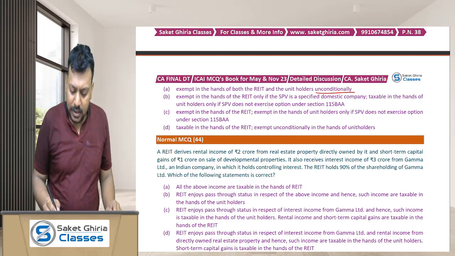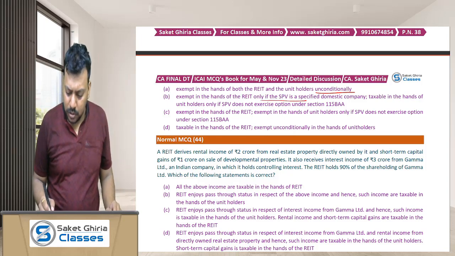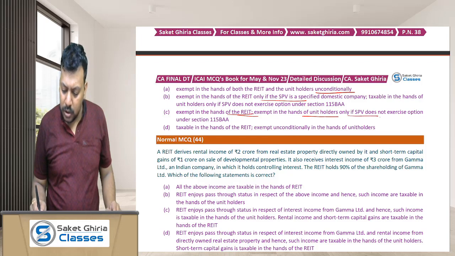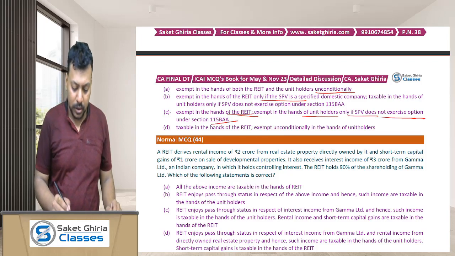Okay. Exempt in the hands of RIT only if, no sir. Exempt in the hands of RIT. Exempt in the hands of unit holders only if SPV does not exercise the option. Okay, so the correct option is C.